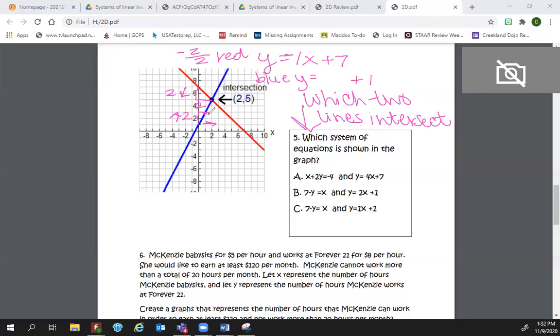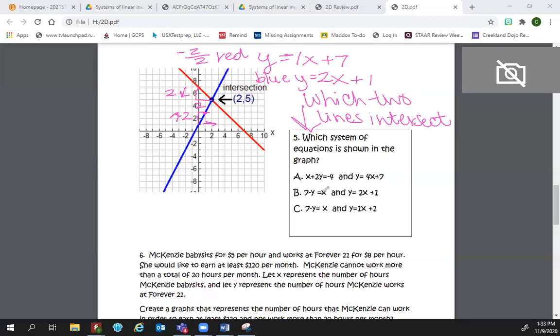It actually went over 1. So up 2 over 1, right? Okay, so now I know that one of my lines needs to be y equals 2x plus 1. Do you see that in any of these? Yes. Where? B. But how do I know?